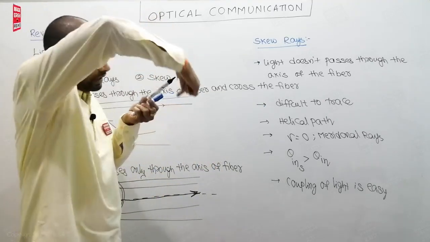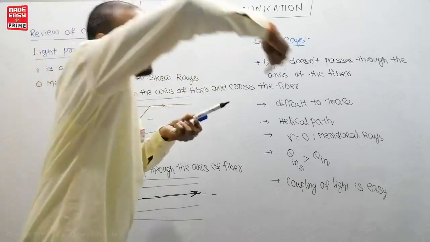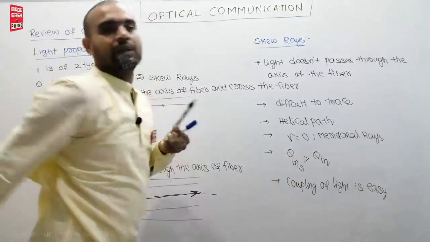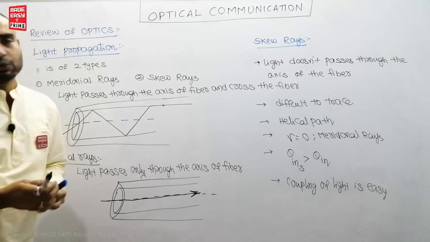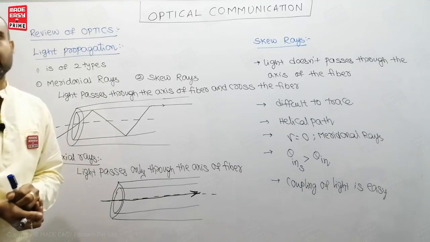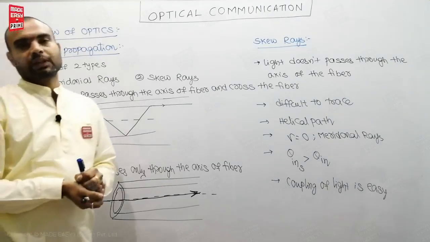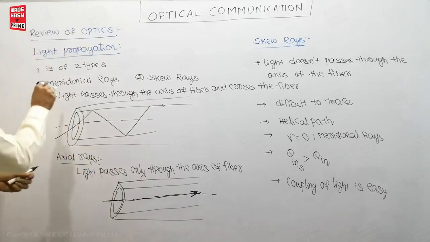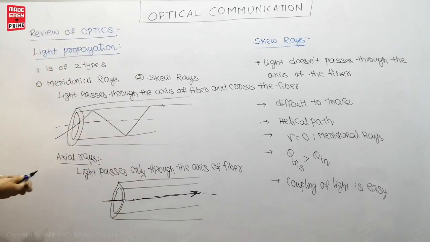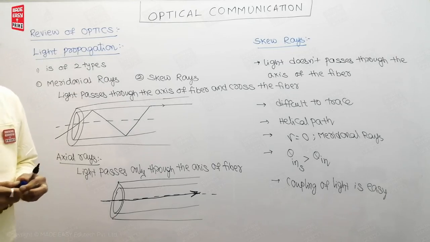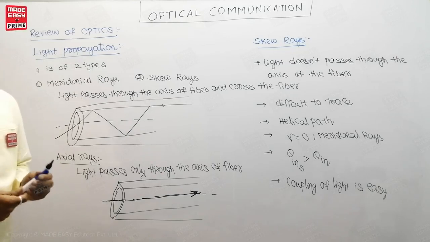See, they can take a helical path like this. The light is taking a helical path and passing into a fiber. Because of that, they are difficult to trace. So we are not going to be using skew rays in the optical communication system. The rays we use the most are meridional rays as well as axial rays. Skew rays are not used that much.